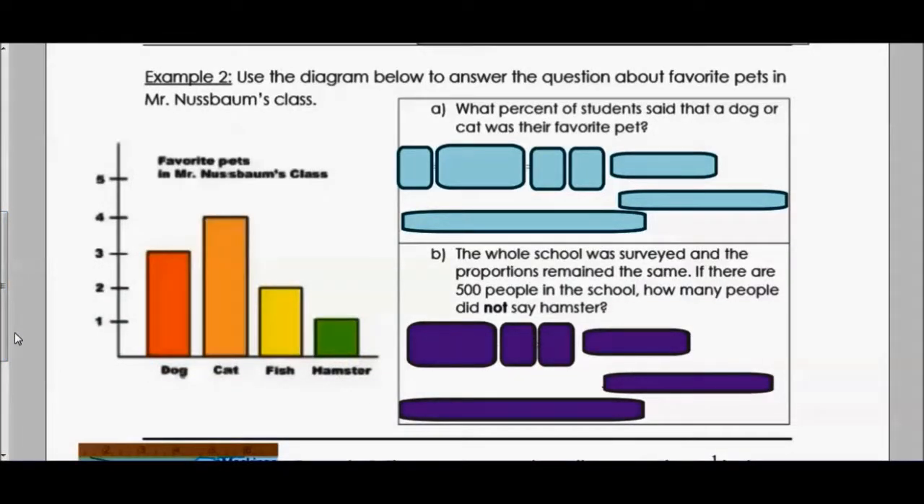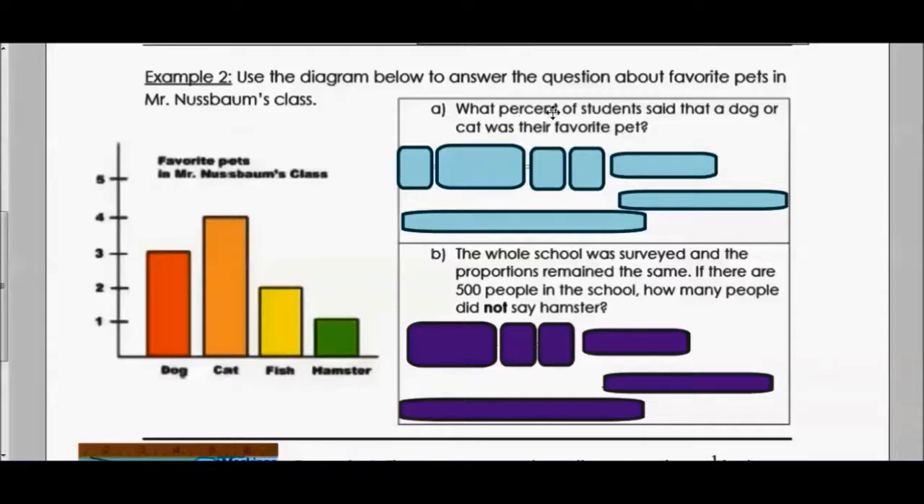All right, example 2, we have a bar graph that's talking about Dr. Nussbaum's class and their favorite pets. So we have 3 that like dogs, 4 that like cats, this is a pretty small class, 2 that liked fish, and 1 that liked a hamster. So we want to figure out what percent of students said that a dog or a cat was their favorite pet. So we're talking about these 2 bars, dog or cat, that's 3 and 4 here.